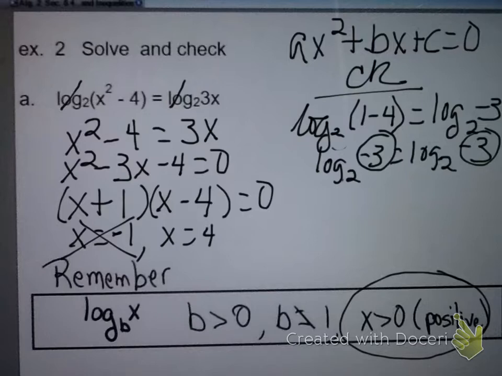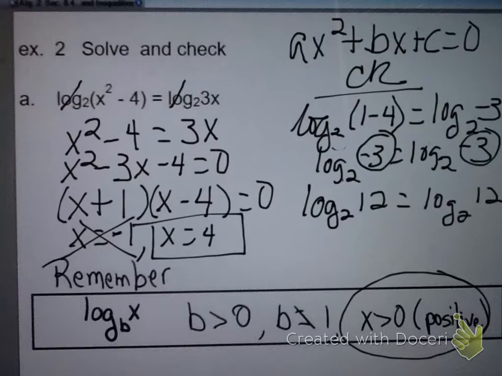Now let's try x is 4. We're going to plug it into the original problem. So 4 squared is 16. 16 minus 4 is 12, is equal to log base 2 of 3 times 4, which is 12. Left side equals right side, so it checks. So 4 is my answer.